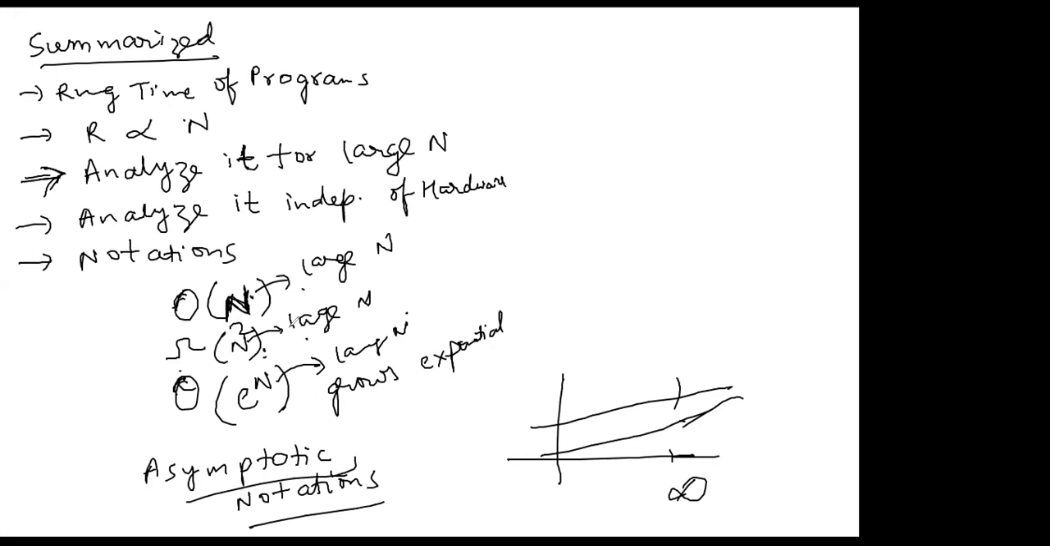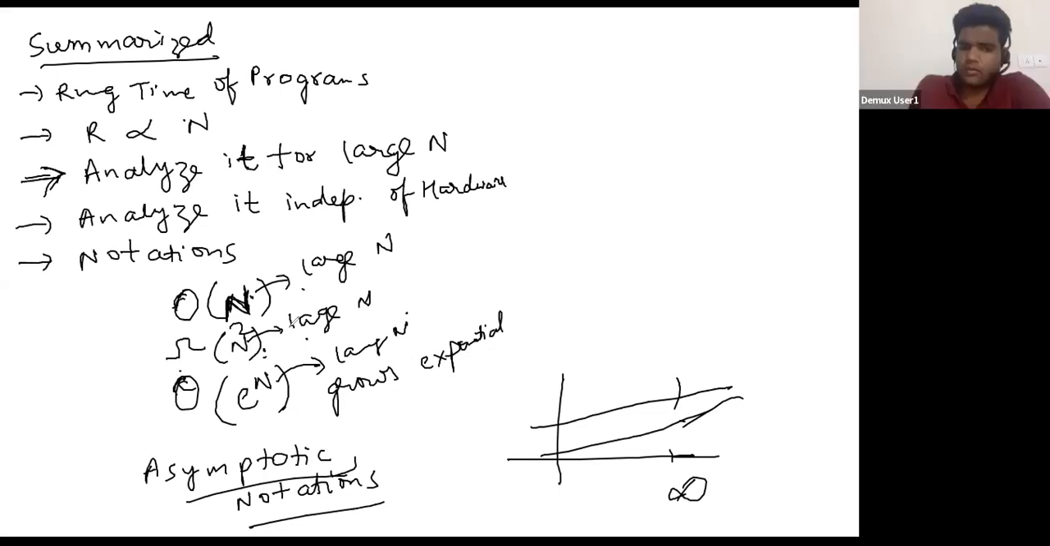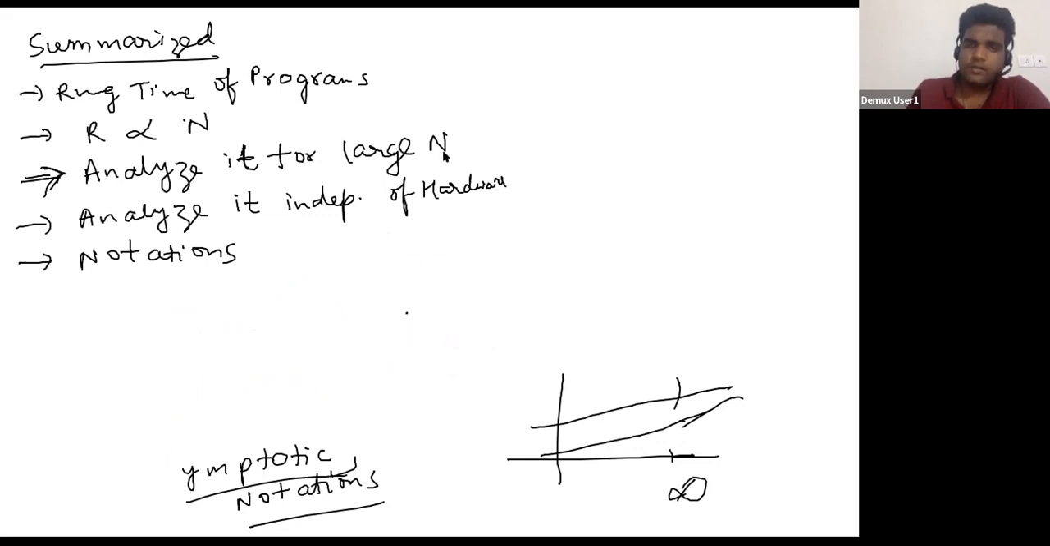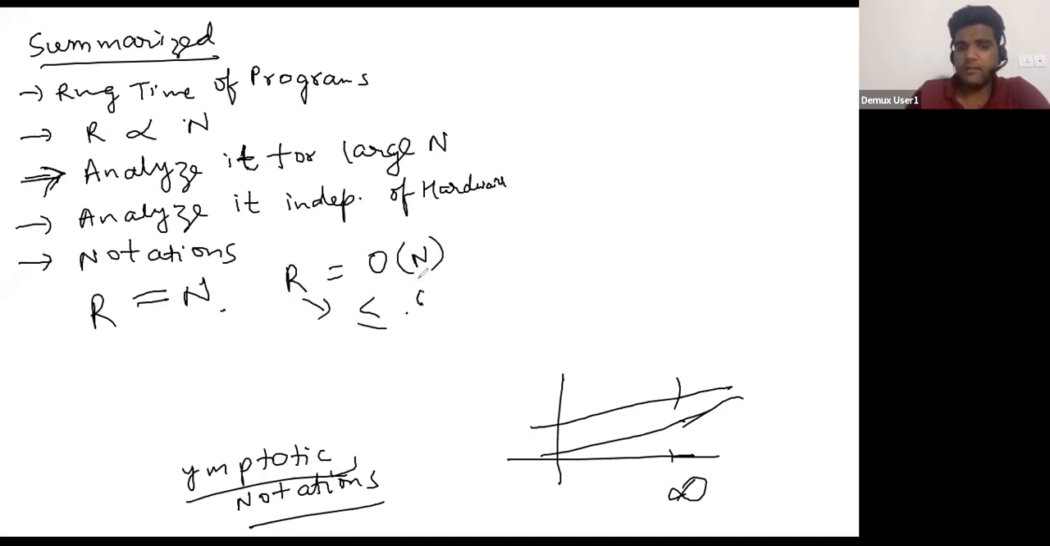Sir, are these three relations always true? Like the relation of big O with n, omega with n squared, and so on? I just gave examples. Big O is a notation. You can simply say that my running time is n. The other way of saying it is that my running time is big O of n. What that means is that my running time is upper bounded by n, or mathematically, it is less than or equal to C times n for large n.